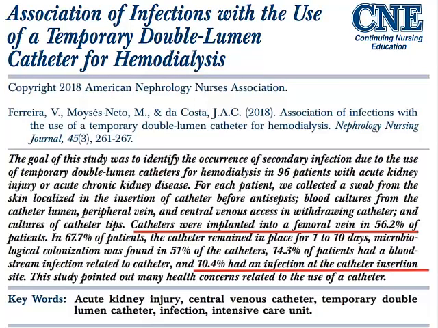Then there is an article which was published in 2018 by the American Nephrology Nurses Association. This article also highlights the increased rate of infection. There are various points. There are a total of 96 patients in this study, but I will stick to what is more related to our today's discussion. The catheters which were implanted into the femoral vein were approximately 56%, and approximately 10% of those who were infected were infected because of the catheter site infection.